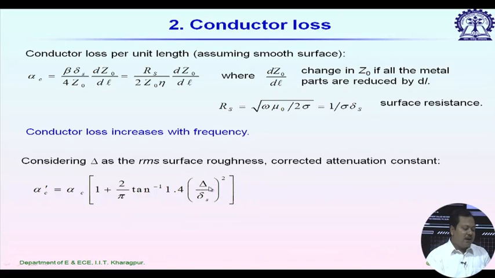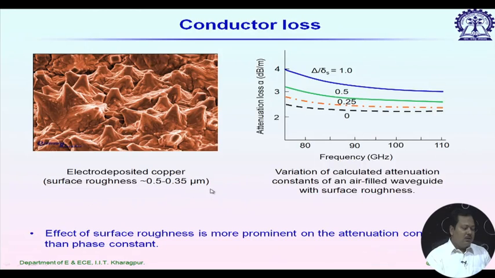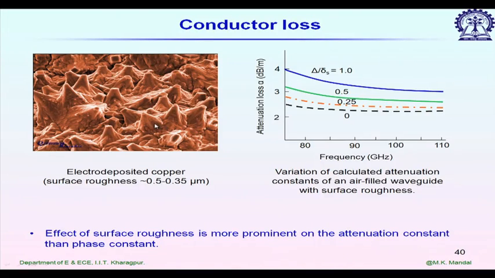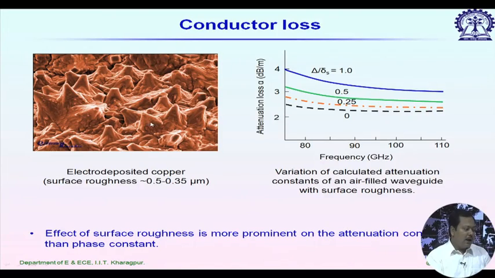So, for a rougher surface, we have more conductor loss. Let us take one example. Before that, you see in this picture, top left, it shows electrodeposited copper in a zoomed-in view, at least 100 times zoom. Here the typical surface roughness is 0.5 to 0.35 micrometer.